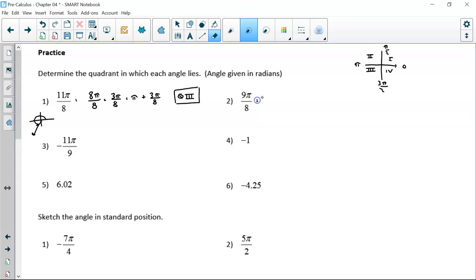Nine pi over 8. That's 8 pi over 8 plus pi over 8. 8 pi over 8 is pi, and then we have that pi over 8 remaining. So think about this visually. That's going to get us to pi. And then 1/8 is less than 1/2, so that's once again in quadrant 3.